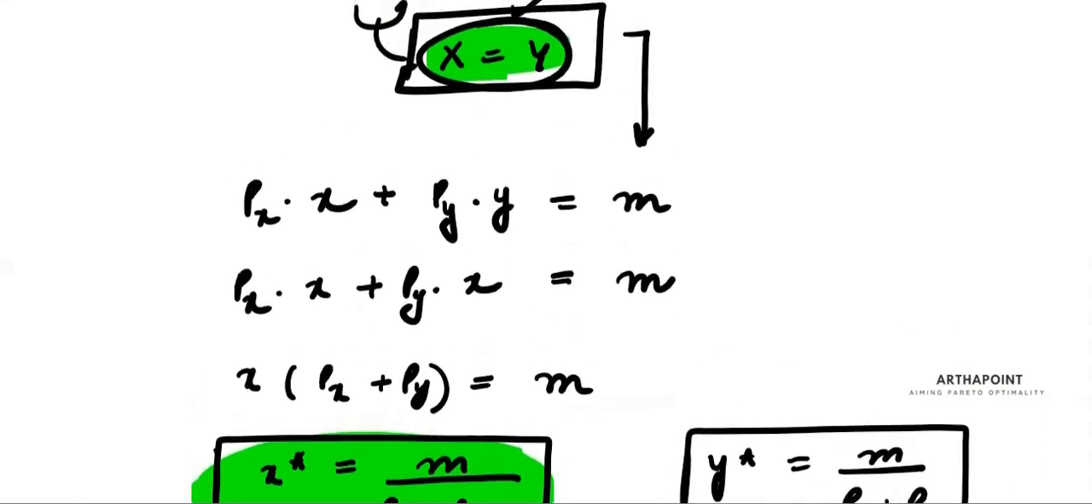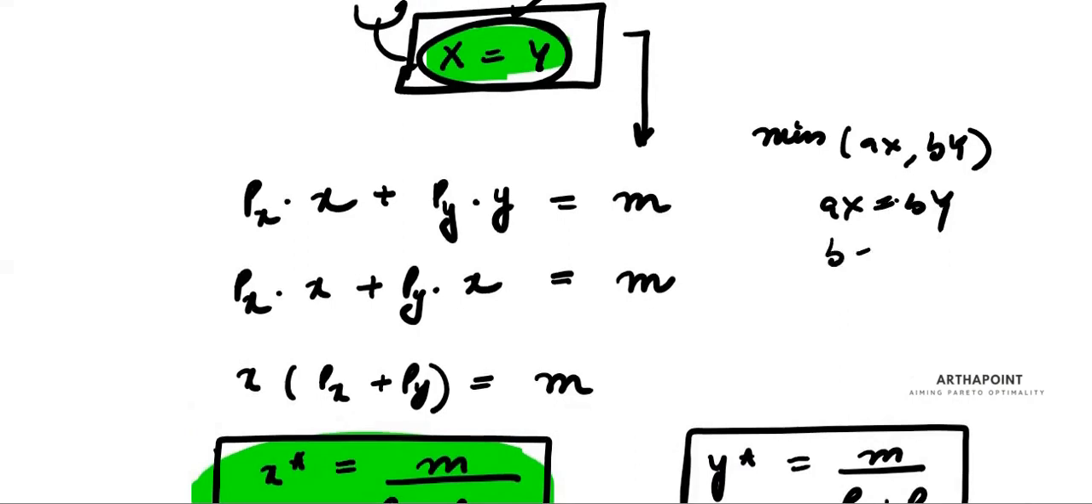Now, had my function been min ax comma by, I would have just said ax is equal to by. So y would have been a by b into x. Instead of y, I would have substituted a by b into x. Everything would have been in terms of x. You would have found the value of x. So here you can now literally do it for anything.